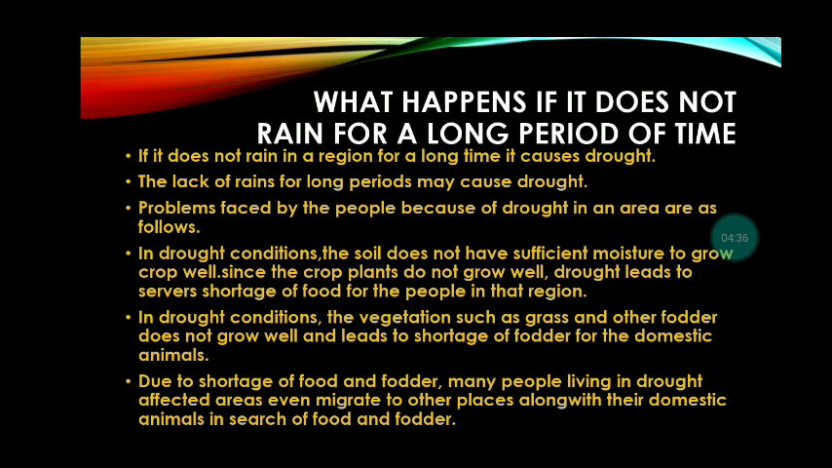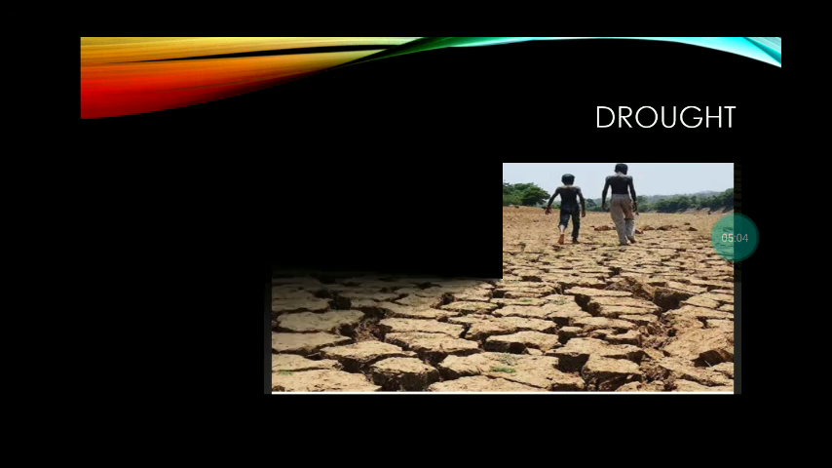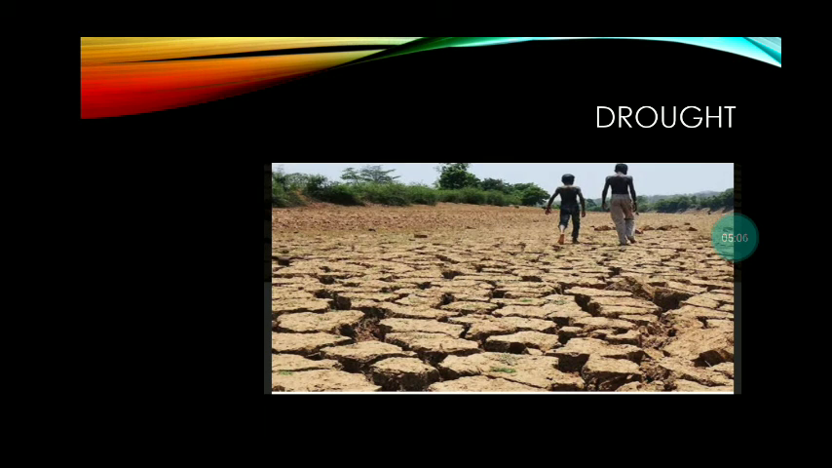Due to shortage of food and fodder, many people living in drought affected areas even migrate to other places along with their domestic animals in search of food and fodder. To survive, they migrate from one place to another because drought areas have less production of crops, food or fodder. So you can see in the picture that the soil is less fertile due to the deficiency of water.